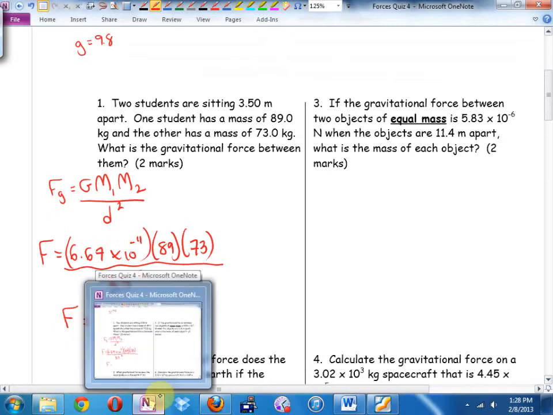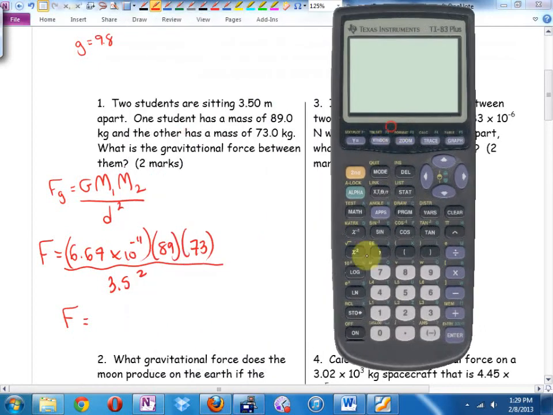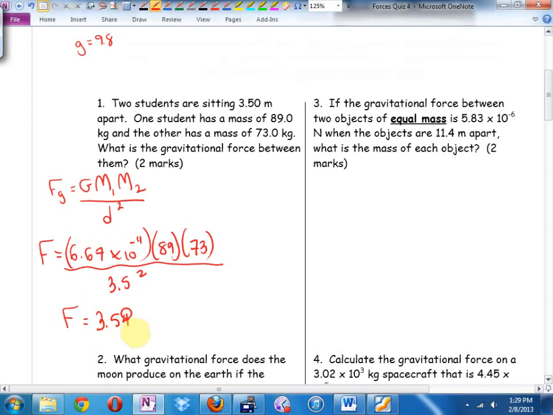It is true that Stefan and Nick are attracted to each other. There is no denying that. However, the force of attraction, even though Valentine's Day is just around the corner, is not extraordinarily big. In fact, it's really, really small. But mathematically, I'm proving right now that there is one. 6.67 times 10 to the negative 11 times 89 times 73 divided by 3.5 squared. Wow, small. 3.54 times 10 to the negative 8, is that right? Units? It's a force, newtons.